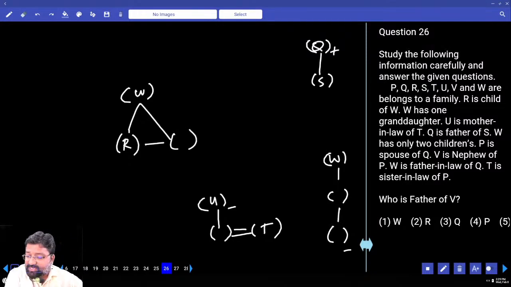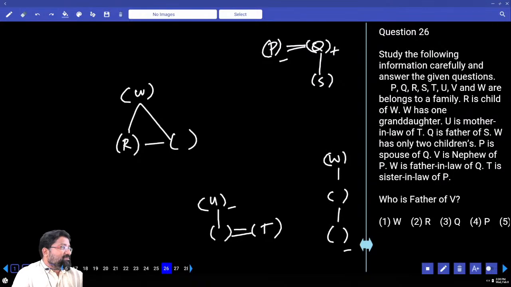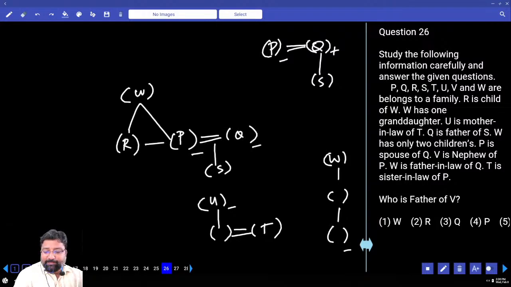Done. Next line. P is the spouse of Q. V is the nephew of P. W is the father-in-law of Q. When he says W is the father-in-law of Q, W should be the father of P. So for sure this is P, this is Q and this is S. Done. So I am done with this. This part is over. Next line.